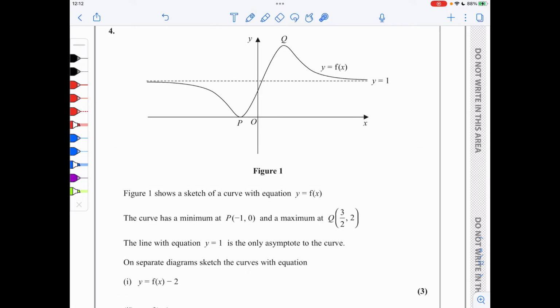In question 4, we're given the graph of f of x. It has a minimum at p, a maximum at q, and a horizontal asymptote at y is 1.